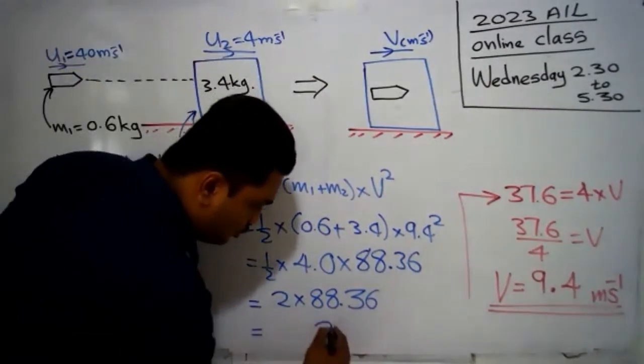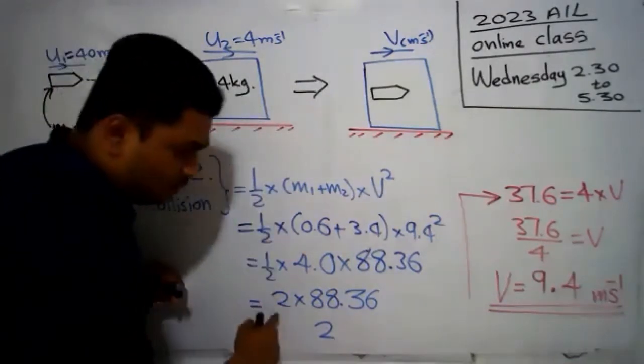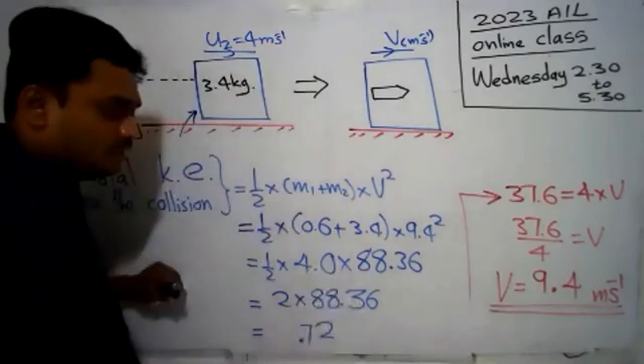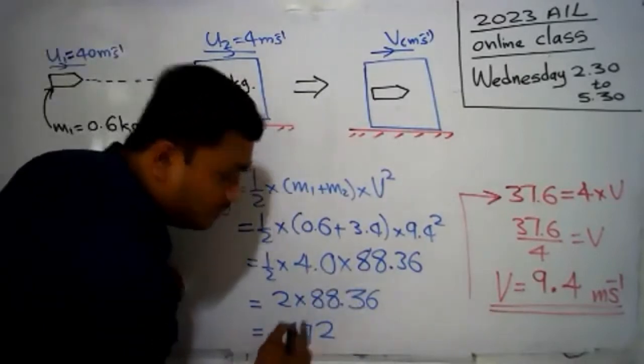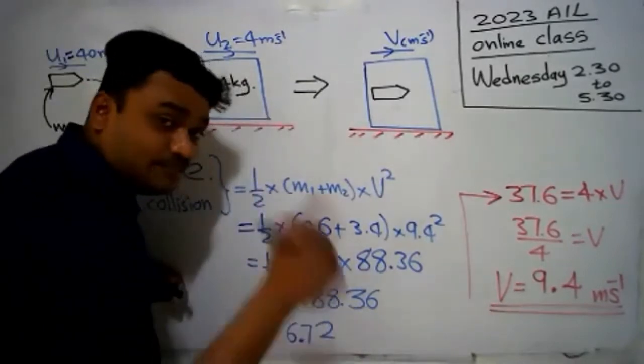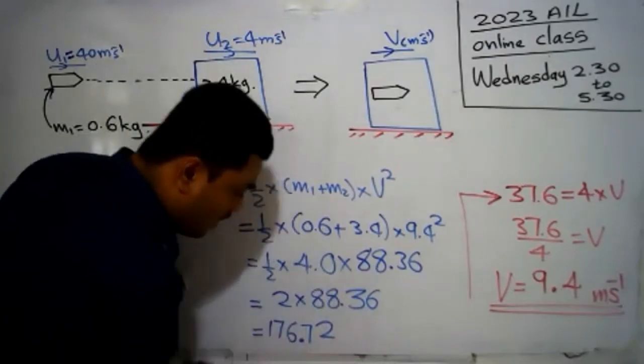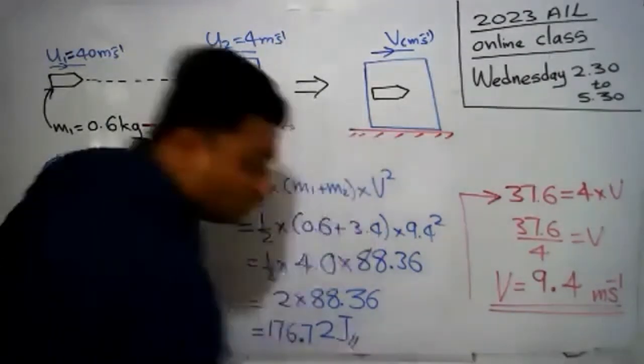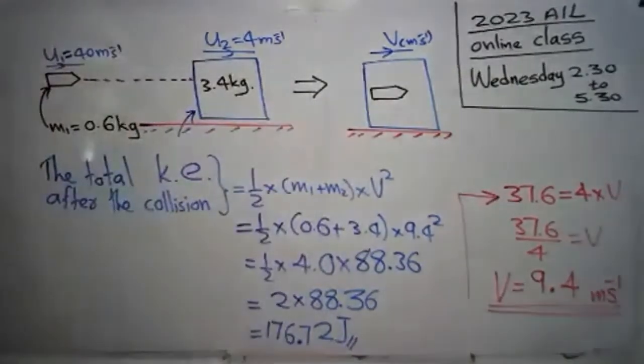2 times 6, 12. 1 remaining. 2 times 3, 6. Plus 1, 7. 2 times 8, 16. 1 remaining. 2 times 8, 16 plus 1, 17. So 176.72 joules. Please check whether you have obtained this answer.